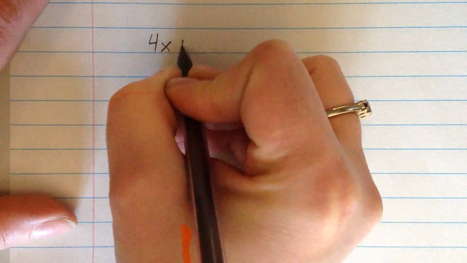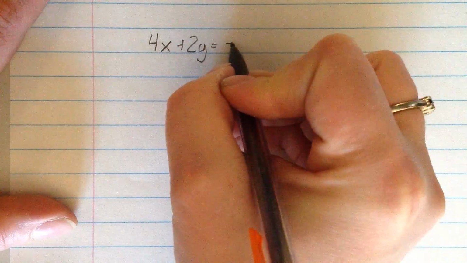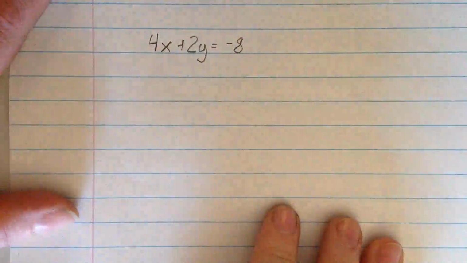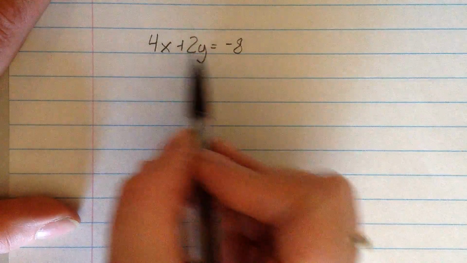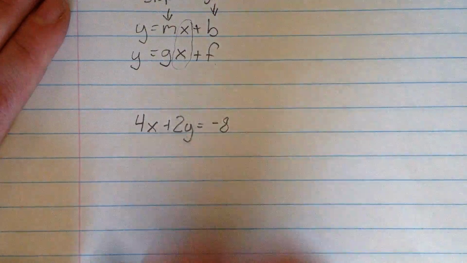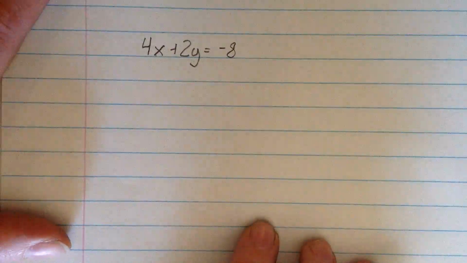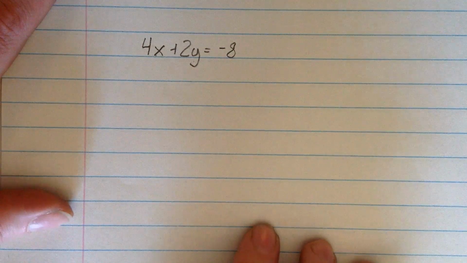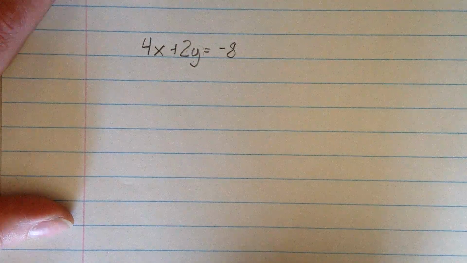So let's say our equation is 4x plus 2y equals -8. Okay, not mx plus b form. We've got three different numbers going on. We've got x and y on the same side of the equation, not like our y equals mx plus b. So generally, when we're converting to slope-intercept form, we want y to be the variable that we get alone. So let's work on that.